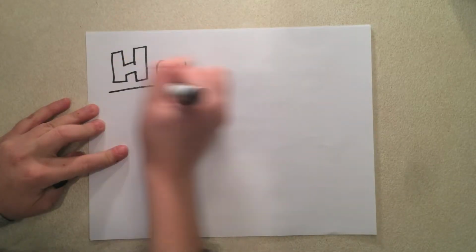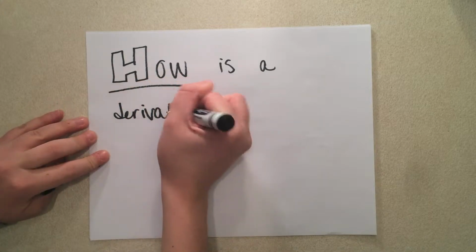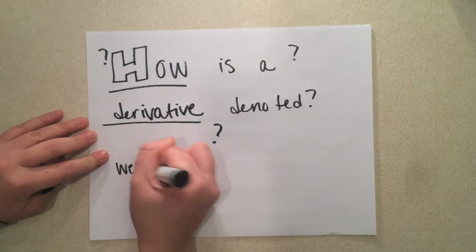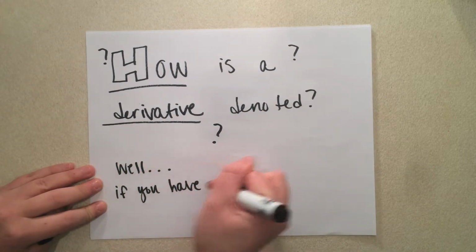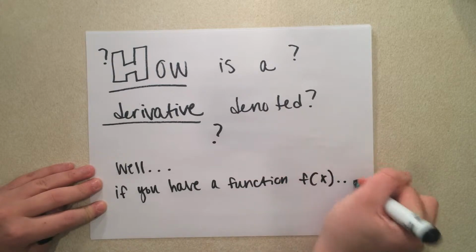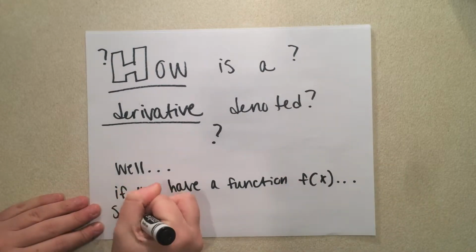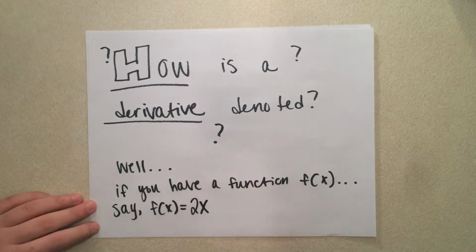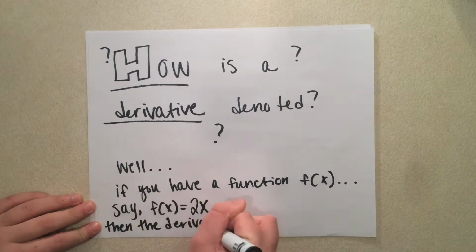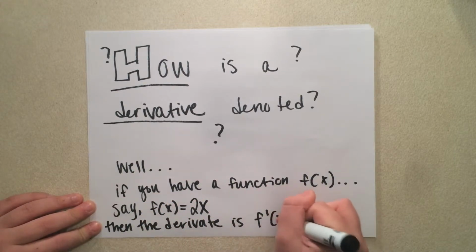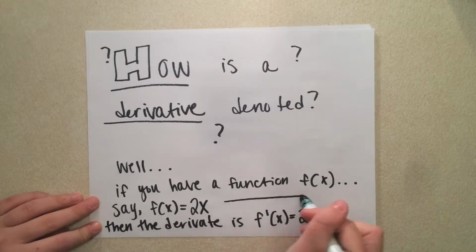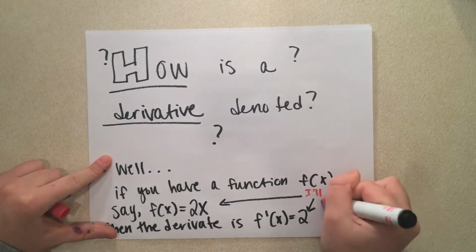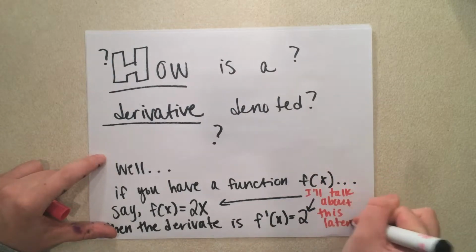So you may be wondering, how would you signify that something is a derivative, and how do you denote that something is a derivative of a function? If you have a function, let's just say f of x equals 2x, and you want to find a derivative, you would do f prime of x equals 2. Later on in the video, I'll explain more about why it is f prime of x equals 2 and how you actually find the derivative of a function.